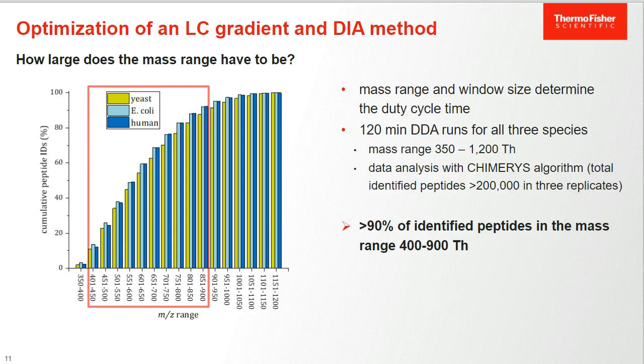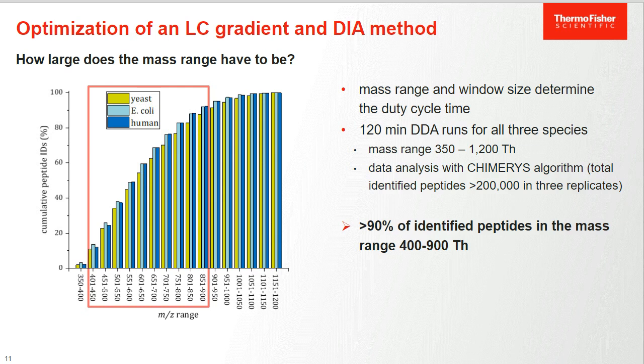As I mentioned earlier in the presentation, mass range is critical for determining the quantitative accuracy and high throughput of the method. So here, in order to identify the optimum mass range, we acquired DDA analysis of 3 protein mixes in a 120-minute method. The mass range chosen was 350 to 1200 m/z. The data was analyzed using Byonic algorithm. A total of 200,000 peptides were identified in 3 replicates.